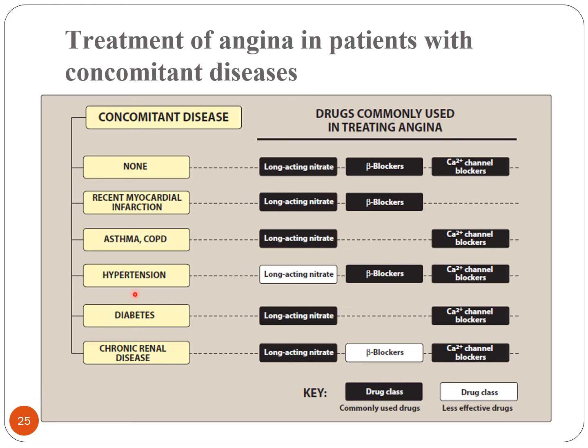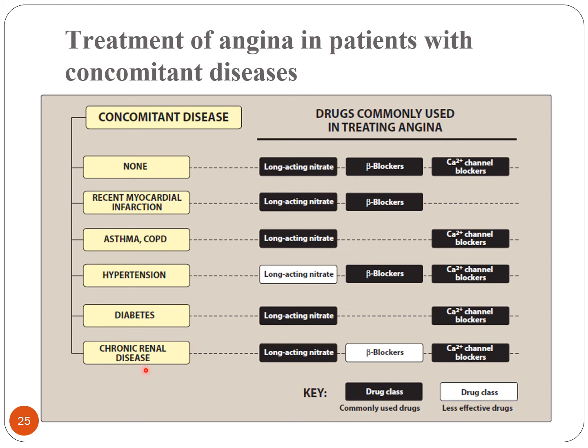If the patient has hypertension besides the angina, we can use the long-acting nitrates, but these drugs are less effective in this case of hypertension. We can use beta blockers and calcium channel blockers. Also, if a patient has diabetes, we should avoid beta blockers, as we mentioned before, because beta blockers can mask the symptoms of hypoglycemia.